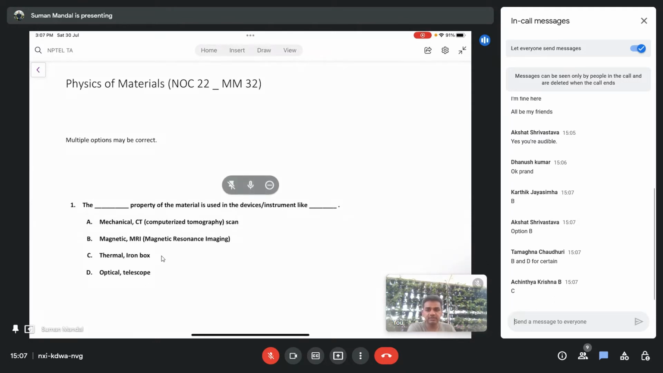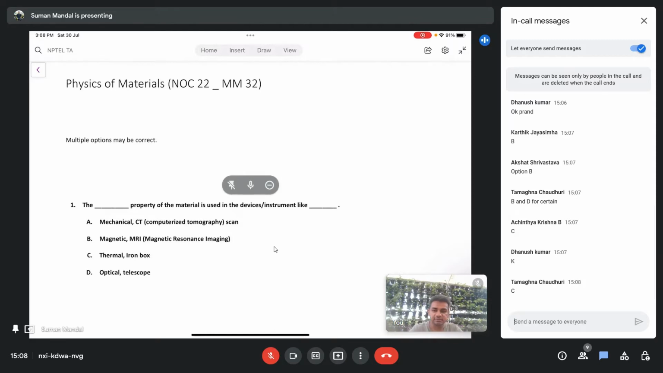So I hope everybody understands what this means. The iron box is the normal ironing that we do after washing our clothes. The telescope is something that we use to watch stars in the sky. MRI and CT scan is for imaging of our internal body structure. Okay, so I think it's a minute now.